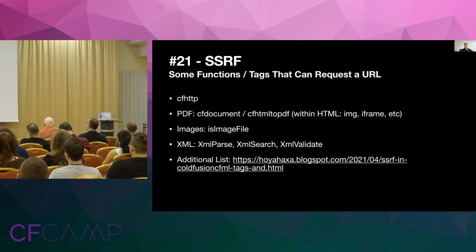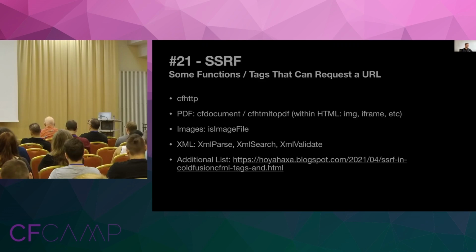So things like CFHTTP are kind of the obvious one, but also things like CF document, CF HTML to PDF, those types of things can also cause this. Maybe less obvious, think something like is image file, XML parse, as we already saw, was making an HTTP request to an external service. And Brian Riley has done a lot of research on this and has come up with a list of tags and functions that might cause SSRF issues, which you could take a look at.